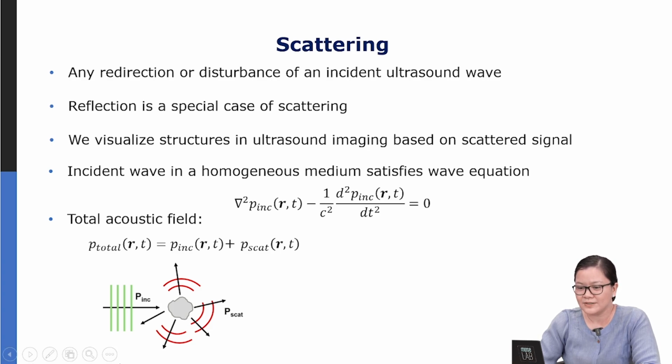I show an equation of an incident wave in a homogeneous medium which satisfies the wave equation. This you would have seen in a previous lecture. And the total acoustic field that is being generated in this medium is a summation of the incident wave that's propagating towards an object, as well as the scattered wave that is being sent back towards the transducer, as well as scattered into different directions, depending on the scattering regime.